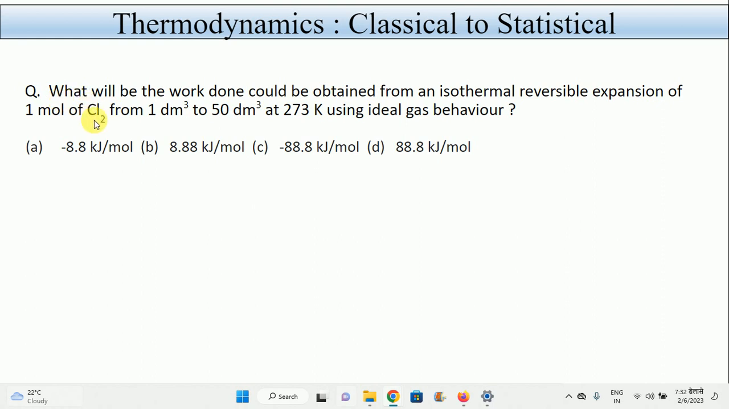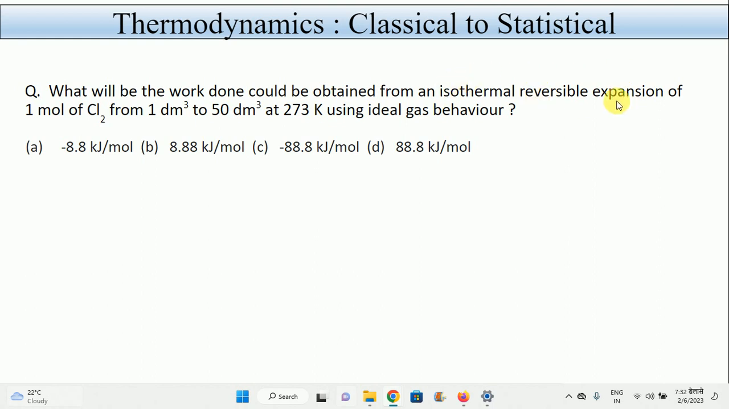The next question: what will be the work done that could be obtained from an isothermal reversible expansion of 1 mole of Cl2 from 1 decimeter cube to 50 decimeter cube at 273 Kelvin, using ideal gas behavior? The volume changes from 1 to 50 decimeter cube. Decimeter cube is liter only. So this is from 1 liter to 50 liter at 273 Kelvin, the number of moles is 1, and the process is isothermal reversible expansion.